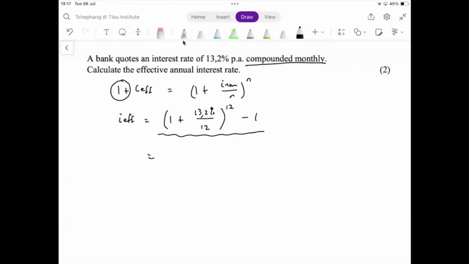Okay. You should be getting 0.14028 and some numbers. As a percentage, this is going to be 14.03%. This is correct to 2 decimal places, and it's a percent. Hope everyone is covered there.